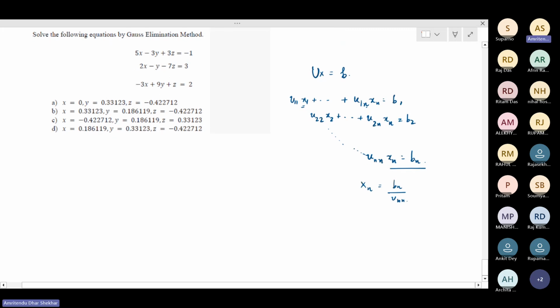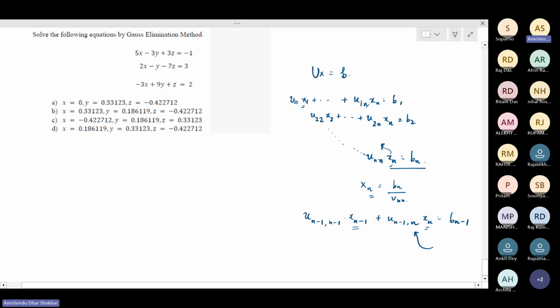Then you substitute the value of xn in the previous equation. So the previous equation would look like u_{n-1,n-1} x_{n-1} plus u_{n-1,n} xn is equal to b_{n-1}. So once you know the value of xn, you can substitute it over here, and you can get x_{n-1} accordingly.